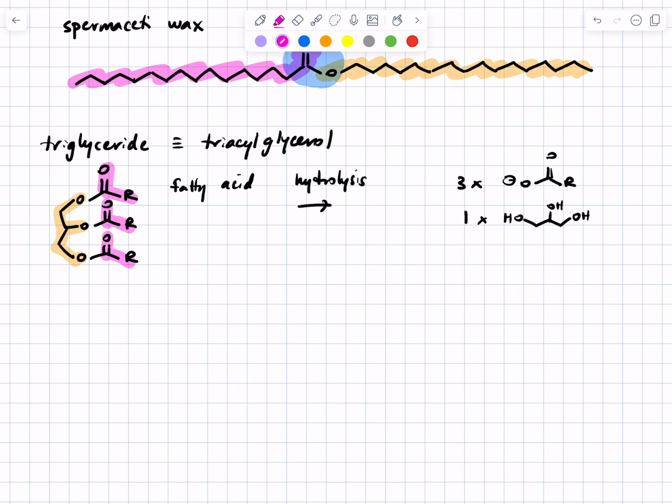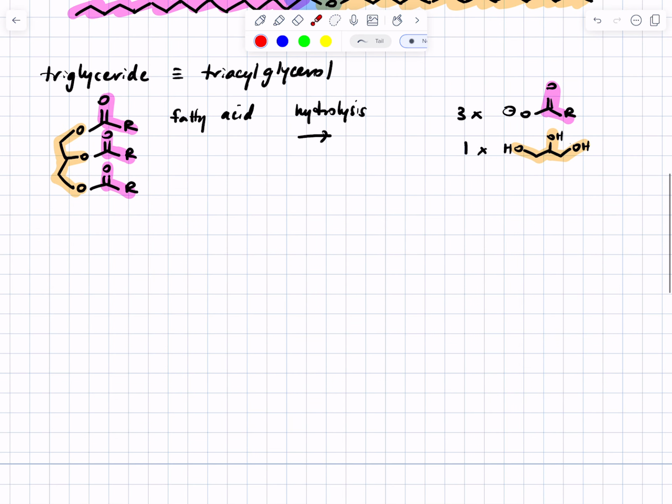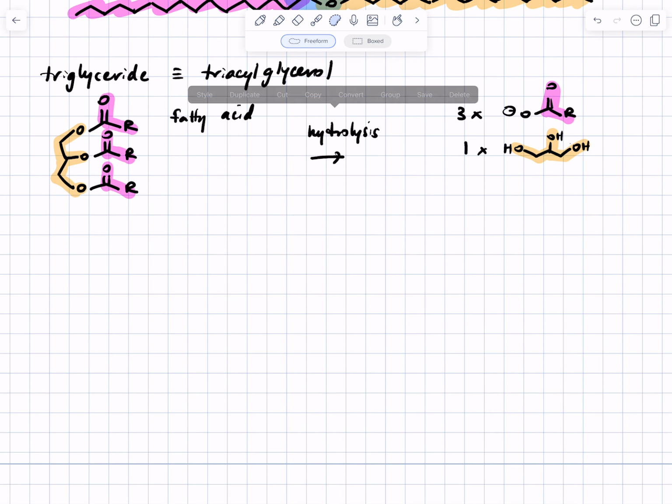All right, and then nature will take the fatty acid, metabolize it into acetyl-CoA, individual chunks of acetyl-CoA, and then nature will take glycerol and modify it a little bit and take it to the metabolic pathway called glycolysis. So this is one reason why triglycerides are among the class of hydrolyzable lipids, because nature can break them down.